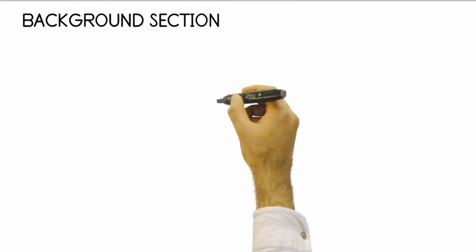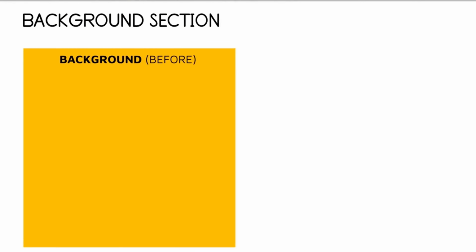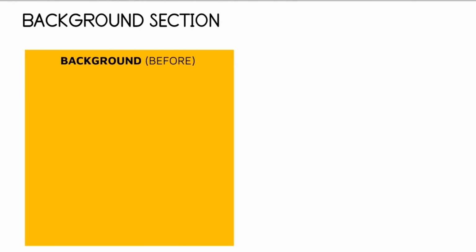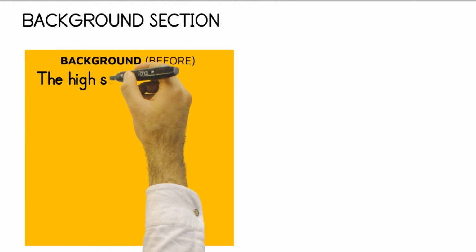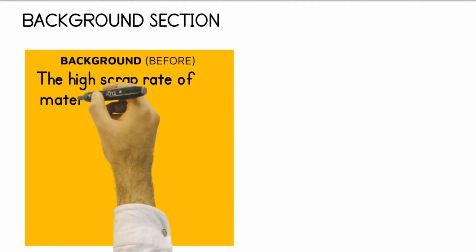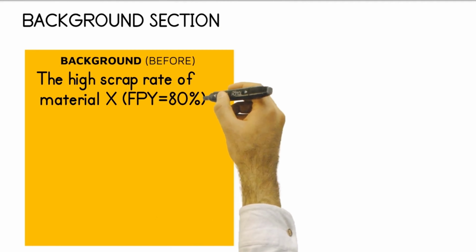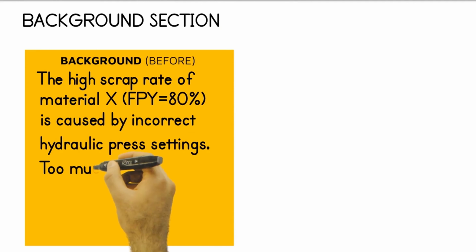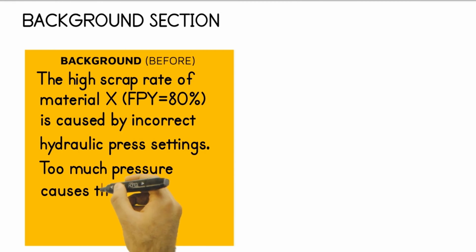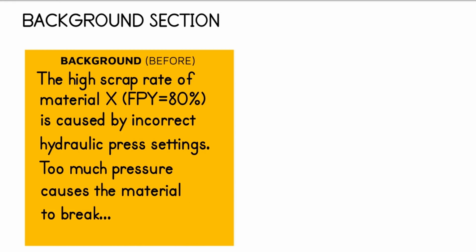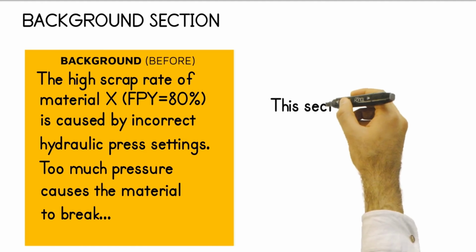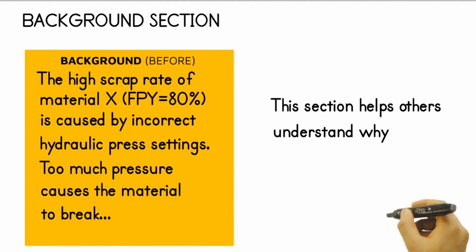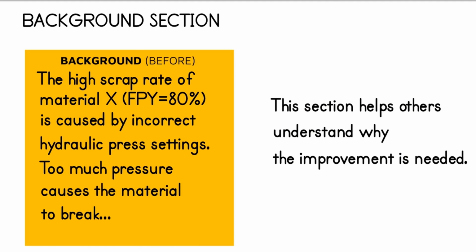Next is the background section. Here we explain the problem or the reason for the improvement. For example, the high scrap rate of material X, FPY equals 80%, is caused by incorrect hydraulic press settings. Too much pressure causes the material to break. The previous process did not include a settings check before the bending operation. This section helps others understand why the improvement is needed.